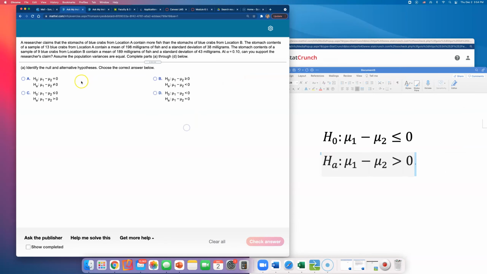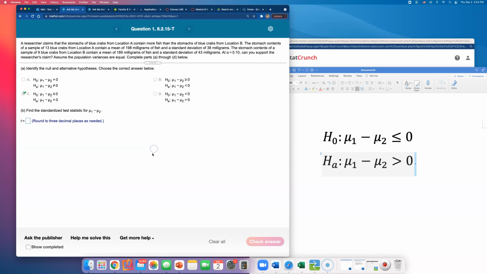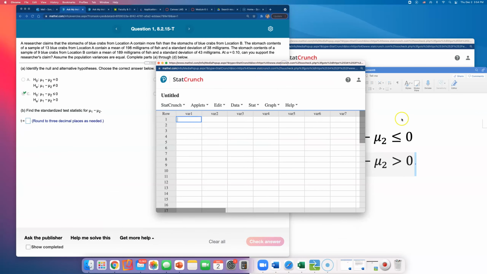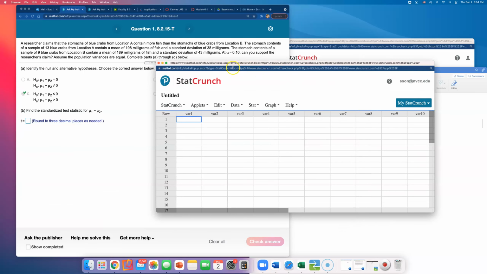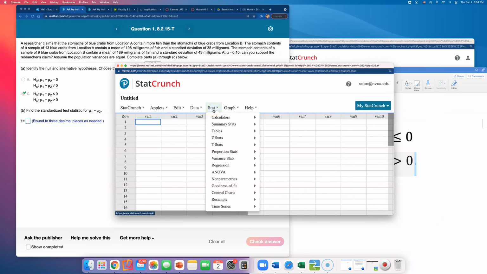So, identify the null and the alternative hypothesis. Null is assuming that mu1 minus mu2 is less than or equal to 0, and the alternative is assuming that mu1 minus mu2 is greater than 0. Alright, let's find the standardized test statistic for mu1 minus mu2. I'm going to go ahead and use StatCrunch to do that. I think this is going with the p-value method, so I will open up Stat. And I have to decide, are we using z-stat or t-stat? Of course, that depends on whether we have a population standard deviation or not.